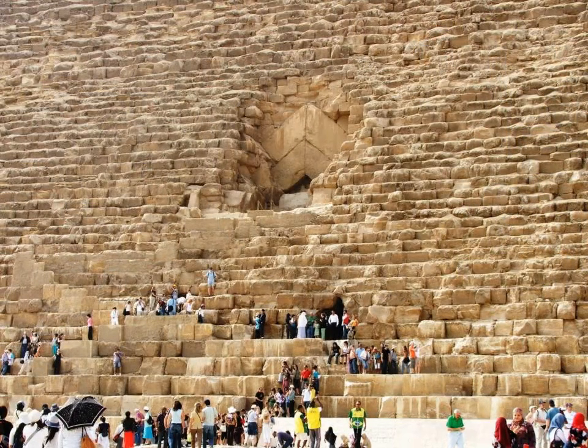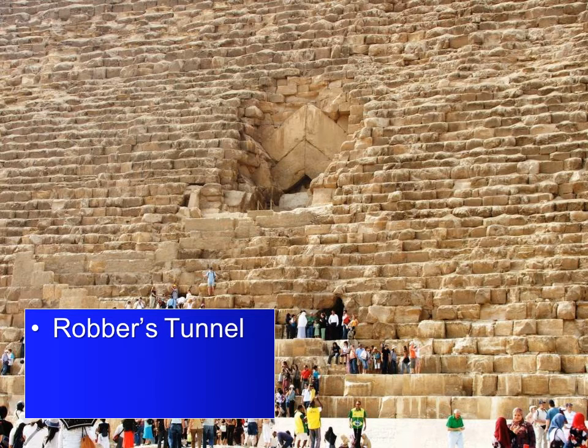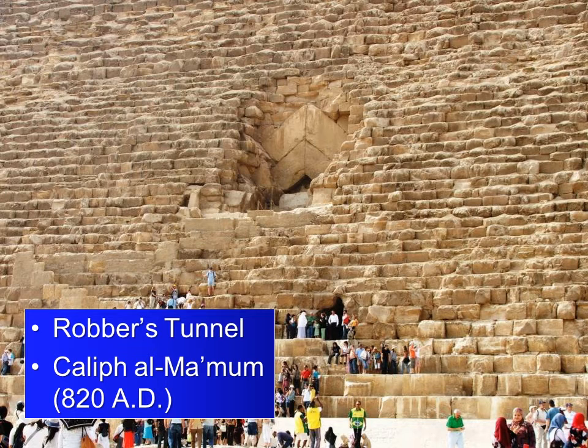Instead, you see the people here, they're standing in line, and they're usually going to enter down below it. There's a second entrance. This is known as the robbers' entrance, the robbers' tunnel, where in 820 A.D., during the time of the Muslim occupation of Egypt.